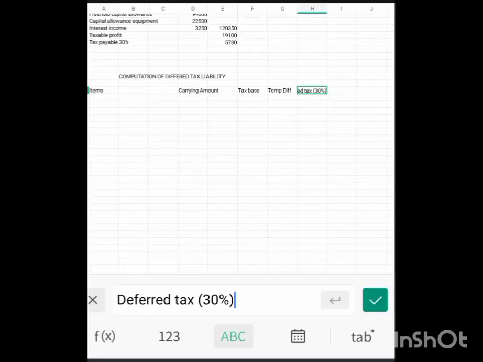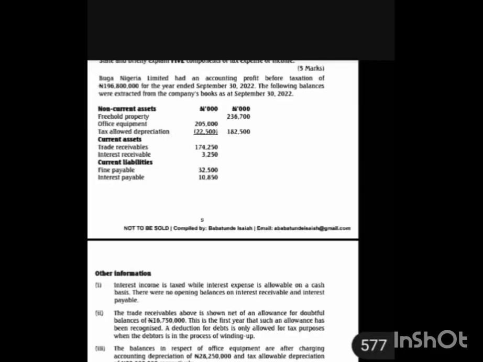Second question asks us to calculate the deferred tax liability. Now, almost everything that is here will be considered because they have already included it in the statement of financial position. It has been capitalized. So we take them one after the other.